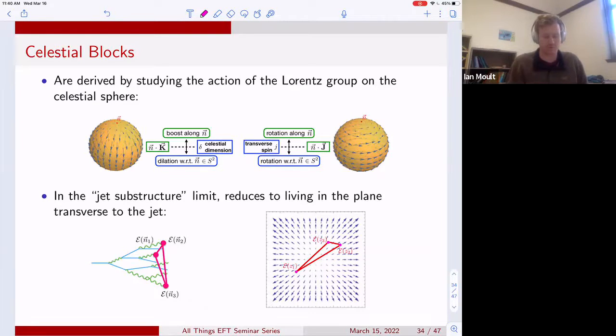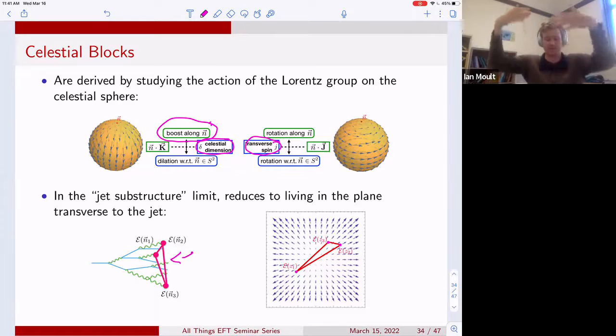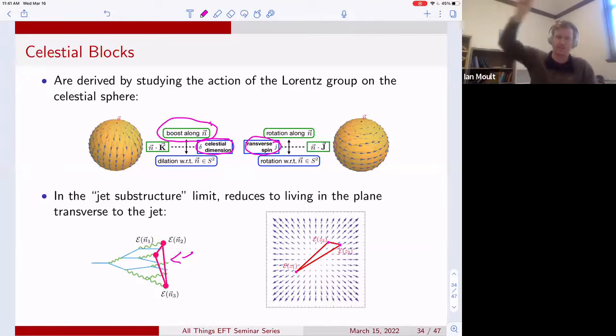In particular, the symmetries that we'll be most interested in are boosting along the direction of the jet. This will have a particular quantum number, which is called the celestial dimension. And then you'll have rotations about this direction of the jet, which will give something called the transverse spin. Here I'll mostly focus on the jet substructure limit, where these are very transparent. These correlators can be thought of as living on the plane transverse to the jet. So this boosting along n is really just dilatations of this plane, and then you can rotate it using this transverse spin. These are just the quantum numbers which characterize how that behaves.